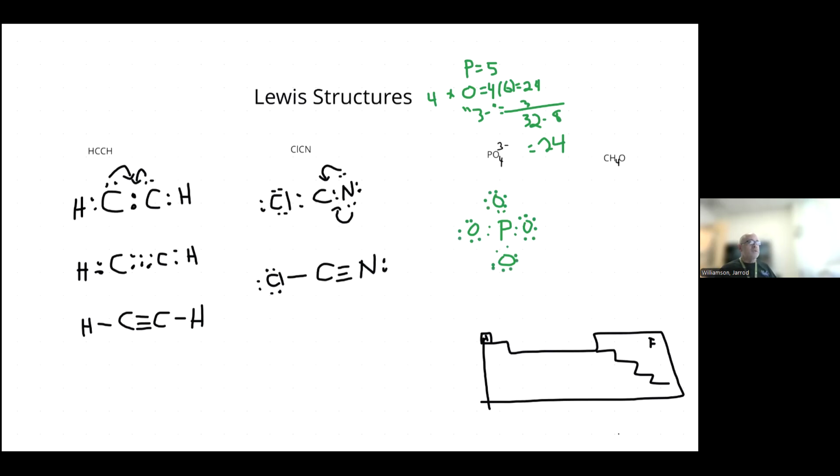And then to finish things up, here, here, here. Put a line here, line here, line here, line here. Then I need to put brackets to tell everybody that it is an ion and it is 3 negative.